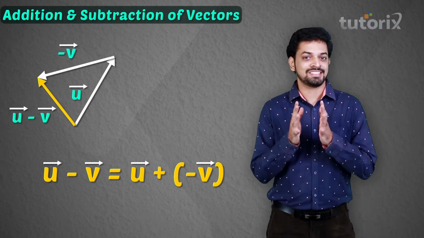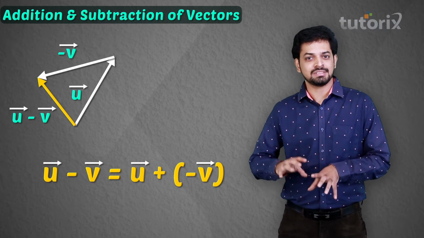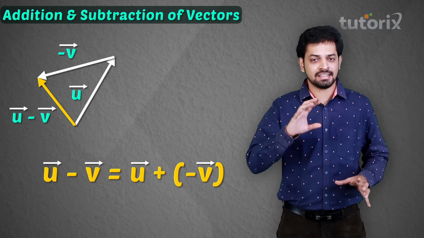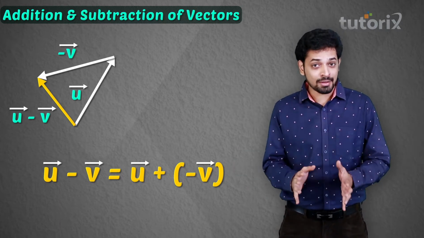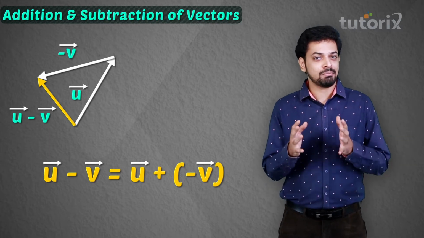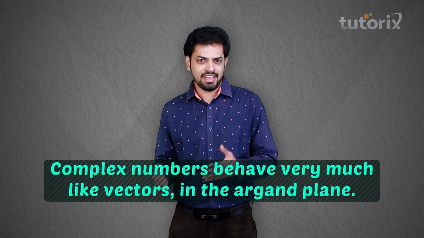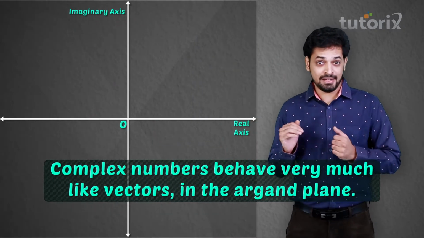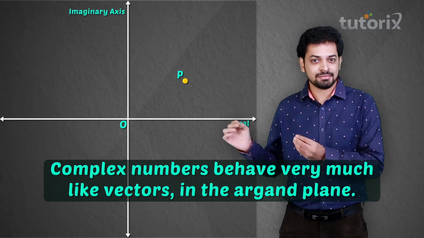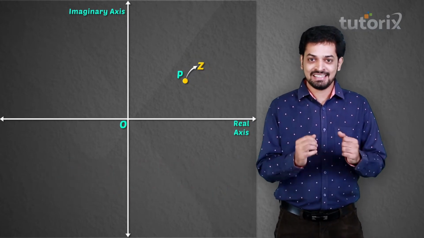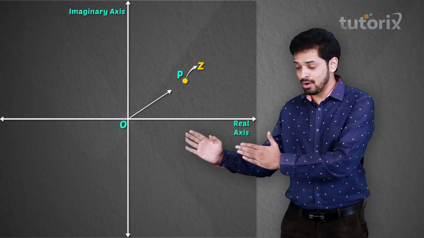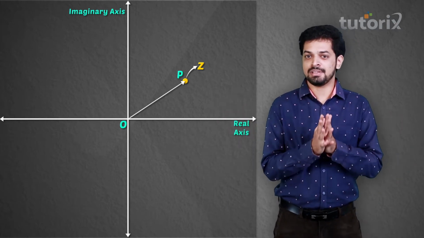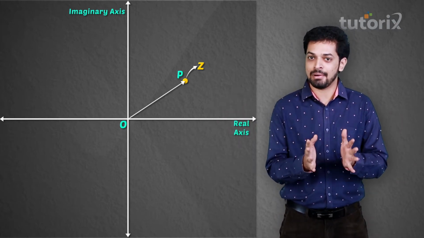Now, keeping this knowledge in mind, let's see how we can use scalar multiplication, addition and subtraction of vectors to talk about addition and subtraction of complex numbers in the Argand plane. So guys, complex numbers behave very much like vectors when represented in the Argand plane. If this is the Argand plane and this is a point P representing a complex number z, then drawing a vector from the origin to this point P gives me the complex number vector z bar.